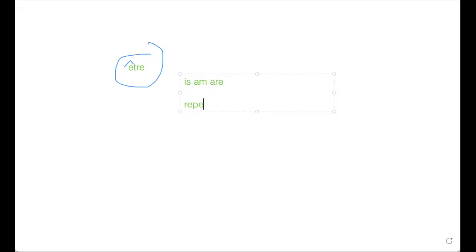Repeat after me. Répétez après moi. Répétez après. Après is after. Après moi. Moi is me. Répétez is to repeat. Répétez après moi means repeat after me.